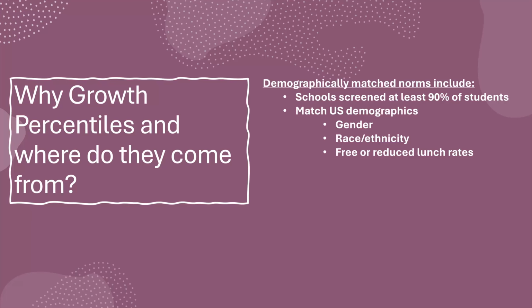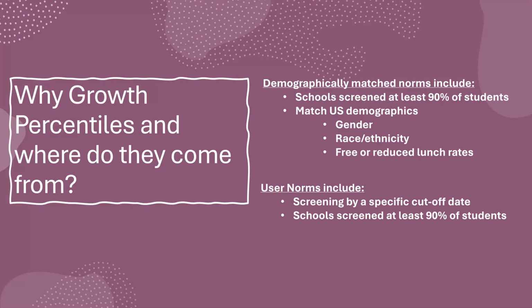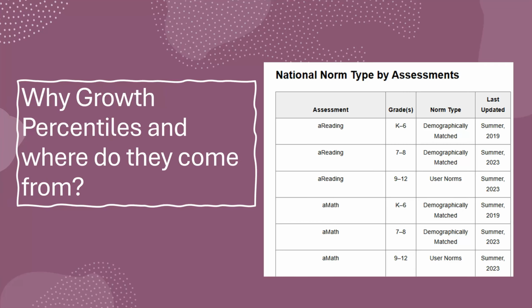Demographically matched norms come from schools screening 90% or more of students and use sampling to match U.S. demographics, including gender, race or ethnicity, and free or reduced lunch rates. User norms are derived from all schools using the assessment by a cutoff date, requiring 90% of students per grade to be screened. Demographically matched norms better capture student population diversity, offering more accurate data for both lower and higher performing students across the ability continuum. This table displays available norms by grade and the year the national samples were updated.